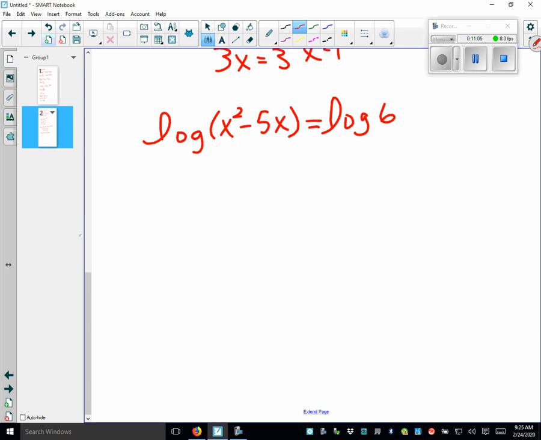Do I have the same log on both sides? Yes. Don't I both have just log base 10? Yes. Not what I'm taking the log of, but the log itself. So it cancels out. So I have x squared minus 5x equals 6. Right? Yes. You said it equals 0, you're always going. Yes.